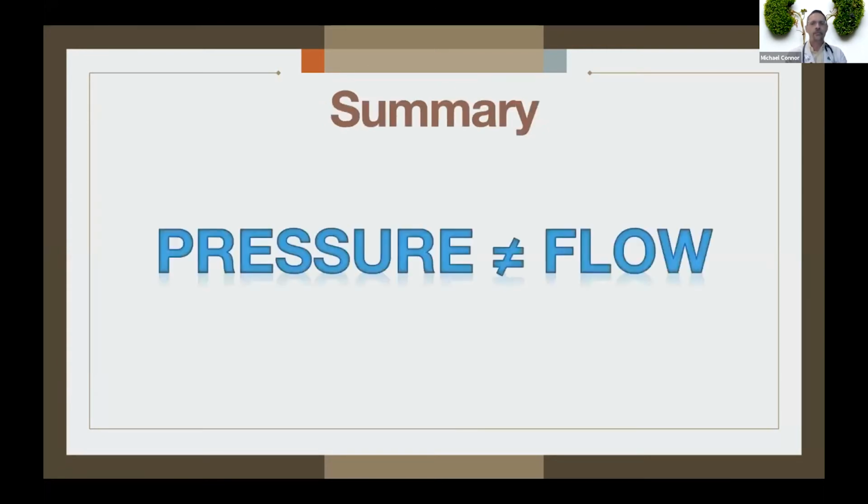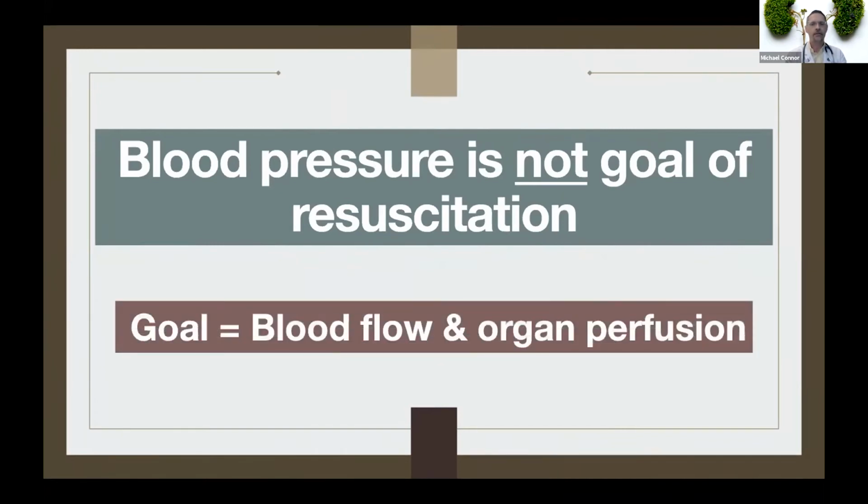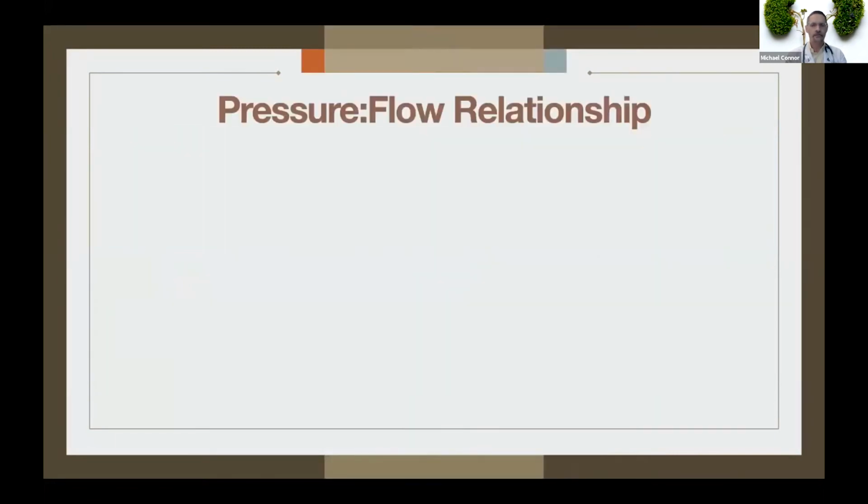So in summary, pressure does not equal flow. So if pressure doesn't equal flow, then how can we estimate blood flow and organ perfusion? And if pressure doesn't equal flow, then blood pressure alone is probably not really the goal that we should be shooting for when we're trying to resuscitate and deal with our patients in the ICU. And the goal, as I told you before, really needs to be understanding blood flow and organ perfusion. So let's go back to this pressure-flow relationship.